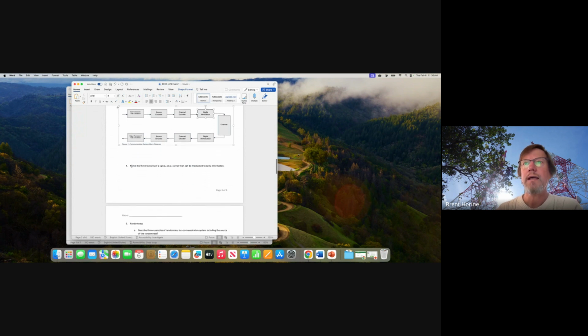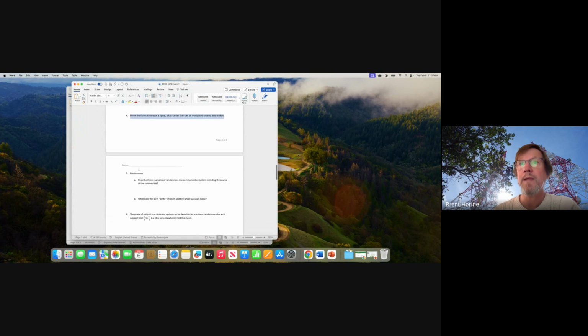Like, name the 3 features of a signal, also known as a carrier, that can be modulated to carry information. Well, that could be the amplitude of the wave, the frequency of the wave, or the phase of the wave, right? We can get even more sophisticated and super geeky, researchy, but those are the basic 3 that you're using to encode information onto a signal to be able to communicate it, right?